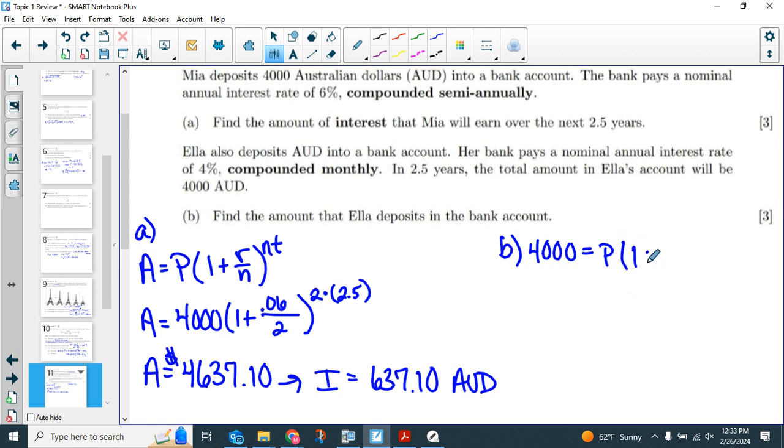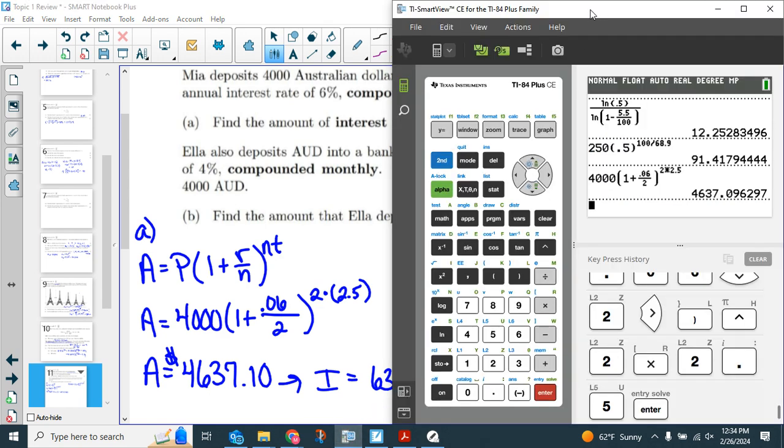All right, times 1 plus the interest rate, which is 0.04. If it's compounded monthly, this would be 12. Another 12 up here. All right, times the time, which again is 2.5. What's the easiest way to solve this? Yeah, you can use numeric solver. This one isn't too bad. You could just divide both sides by this whole mess, right? But you can absolutely use numeric solver.